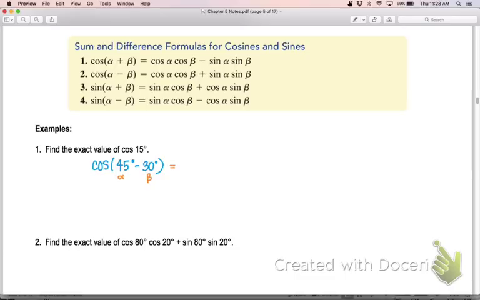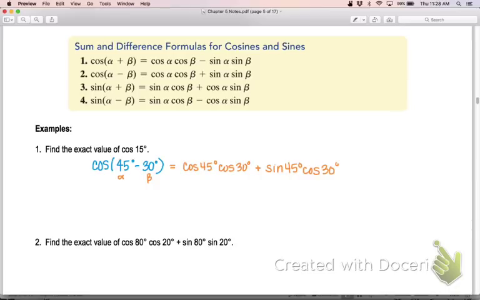And so now I just use the formula that I have. The formula for cosine is cosine, cosine, sine, sine. And then because the cosine is subtracting, I'm going to have a plus in my formula. So this is going to be the cosine of 45 degrees times the cosine of 30 degrees plus the sine of 45 degrees times the cosine of 30 degrees. Okay, and we get these off of our unit circle.